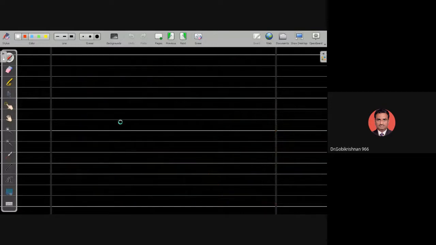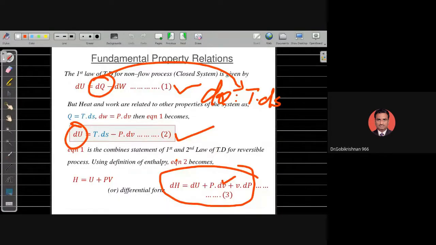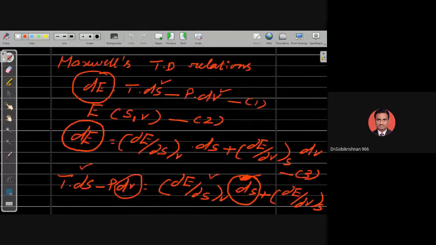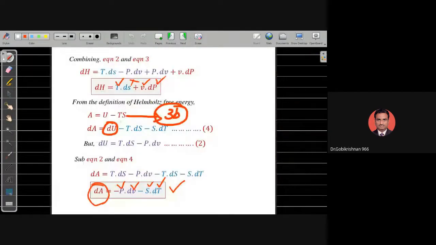Here the dU is T into dS minus P into dV. Isn't it? Okay, the equation number 2. By using the equation number 2, I am going to substitute in equation number 4. Okay, see here, the equation number 4, I got like dU minus T into dS, substitute. And ultimately, I got the expression dA is equal to minus P into dV minus S into dT.